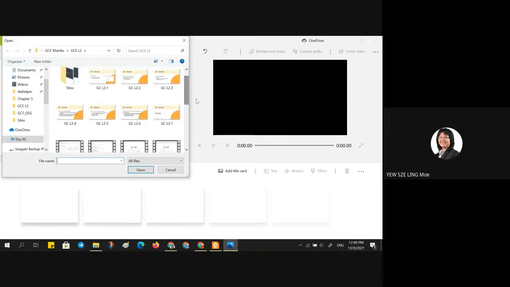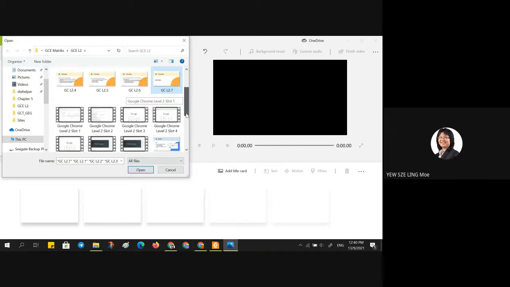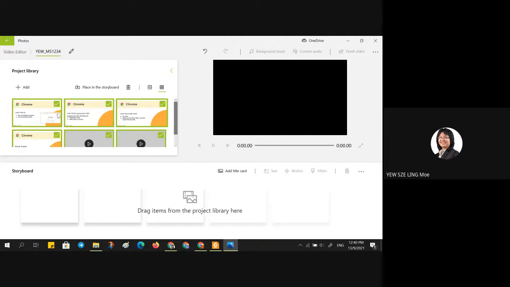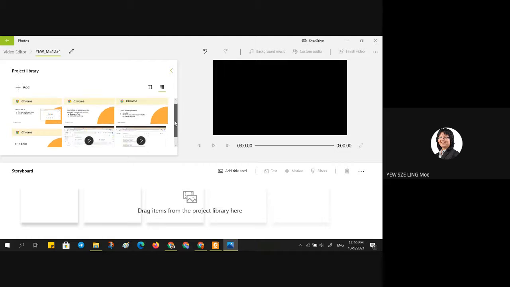So let's say now I have taken a few photos. I want to select the photos. You just select one and then press the Control key on the keyboard. Select the second photo, third photo, the fourth photo. Maybe I want two video clips. One video clip, two video clips. And then you open. When you open, the videos and the pictures that you select will come up in this project library. So in this project library, you have all the video clips and pictures that you want to put in your video.